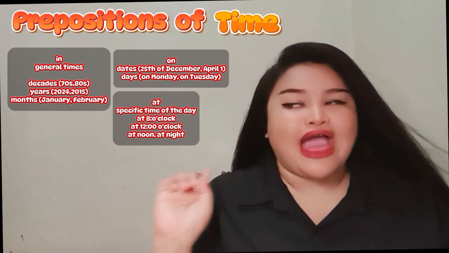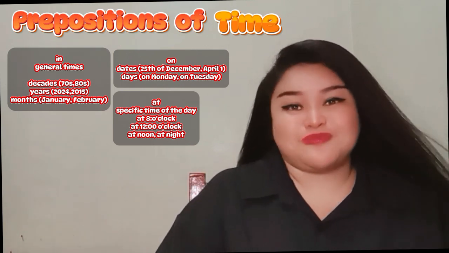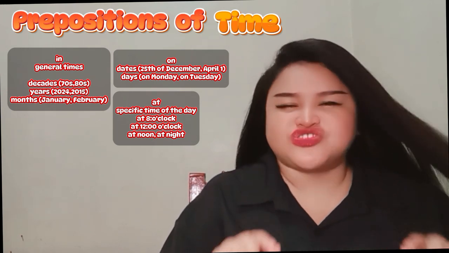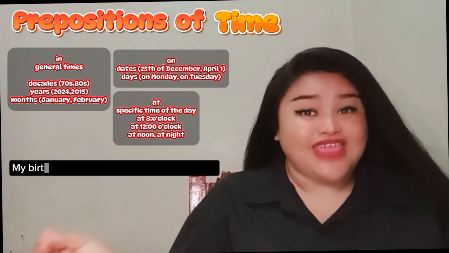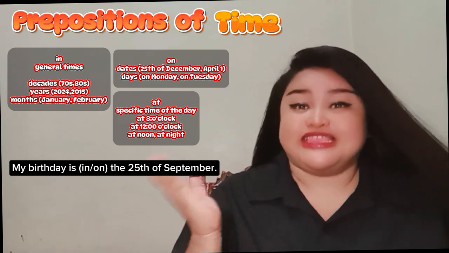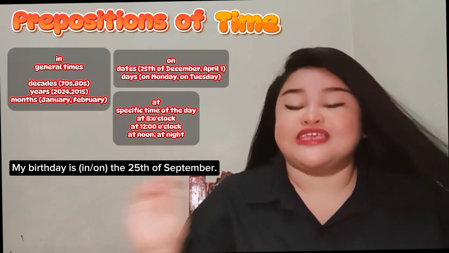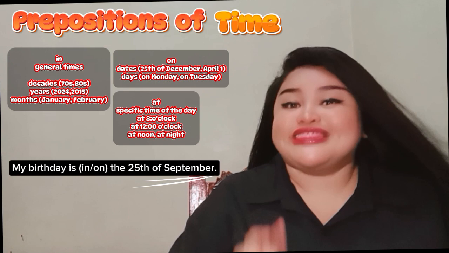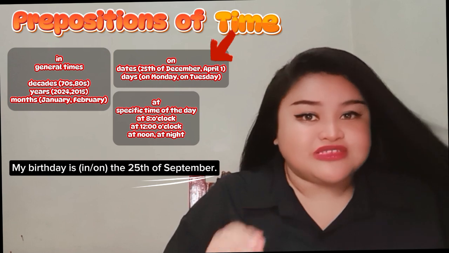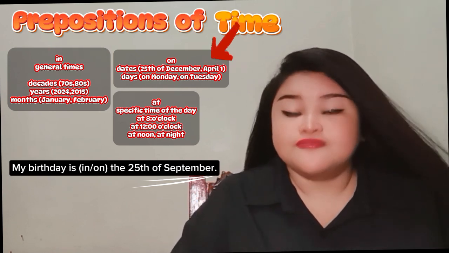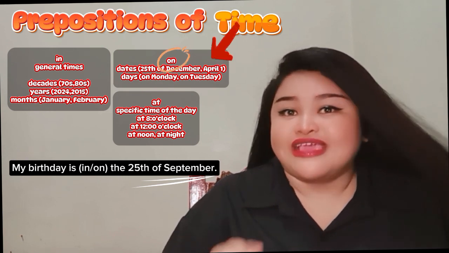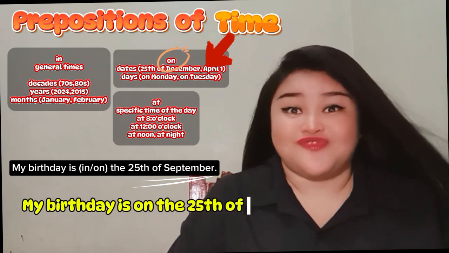Since we already know how to use and when to use these prepositions of time, let's go back to our first sentence and let's try to answer. My birthday is in or on the 25th of December. In this sentence, the time is 25th of December. This is a date, a specific date. And when we talk about a date, we use the preposition on. Therefore, the correct sentence is, my birthday is on the 25th of December.